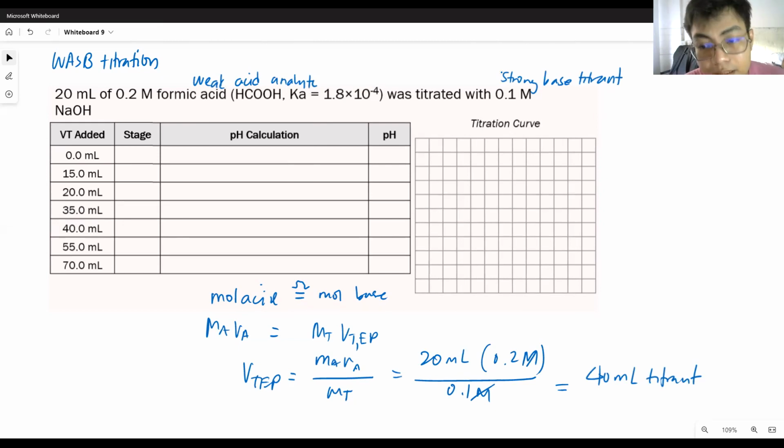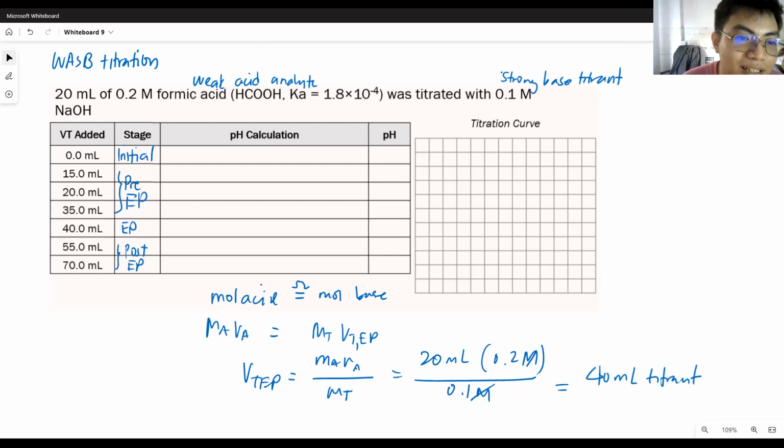Okay, so sige. So now, we identified that the 40 ml volume titrant is the endpoint. That means I can assign different stages na. So of course, yung 0 initial yan. And these are the pre-equivalence point. This is your post-equivalence point. Okay. And again, for each stage, iba-iba equation. So let me write the stage nga. Tingnan ko kung naalala ko pa.